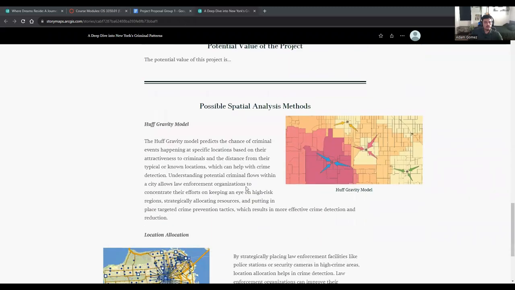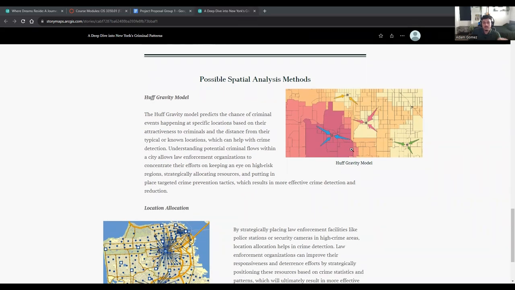So the first one is the Huff gravity model. This model basically predicts the chance of a criminal event happening at a specific location from the patterns we gather from our data. More specifically, the distance from the location is what the Huff gravity model focuses on. As you can see in this image on the right, these dots are certain locations. It could be jewelry stores, Apple store, phone store, whatever the case may be. The Huff gravity model focuses on the distance a crime happens from a certain location. As you can see with these blue arrows, this is just an example. This has the highest crime rate from the distance of, let's say, a jewelry shop.